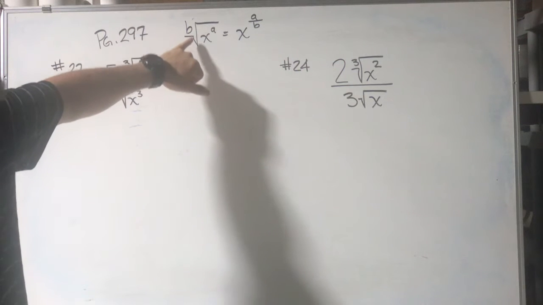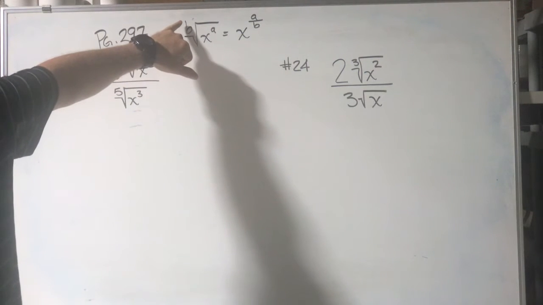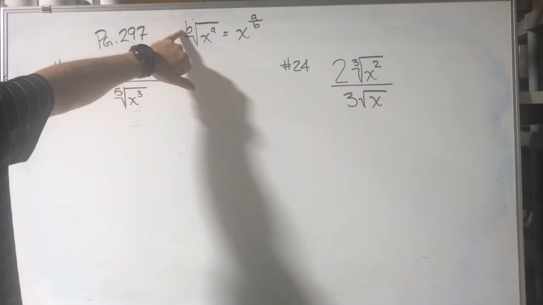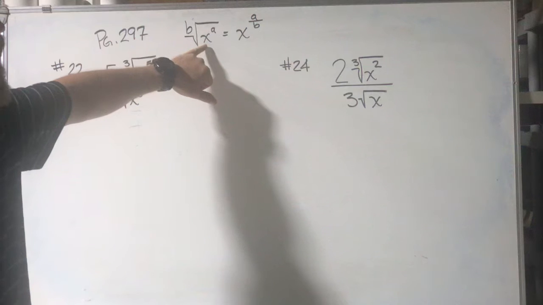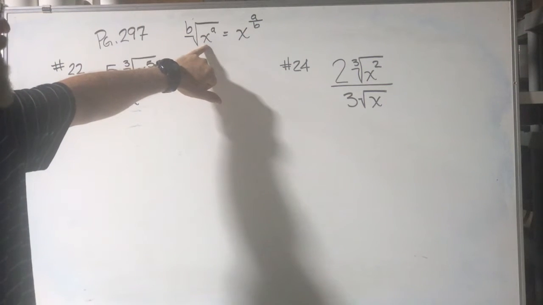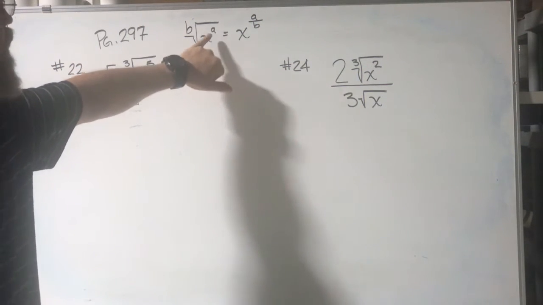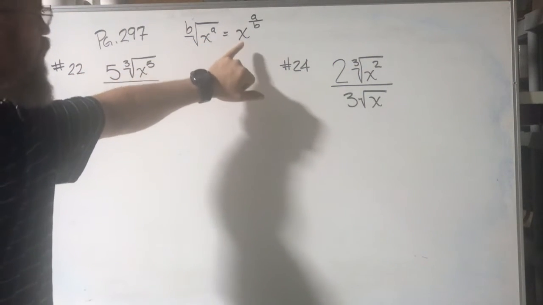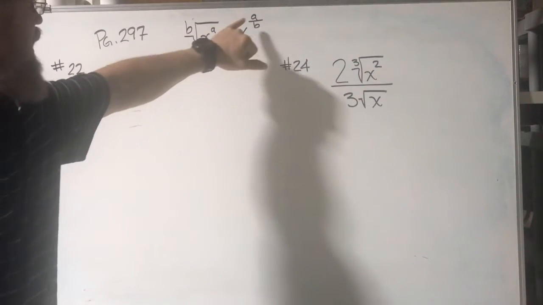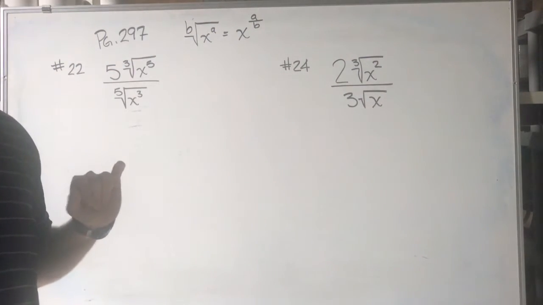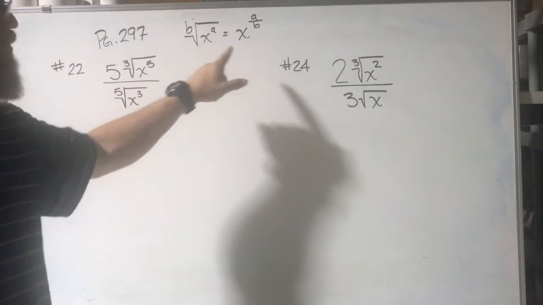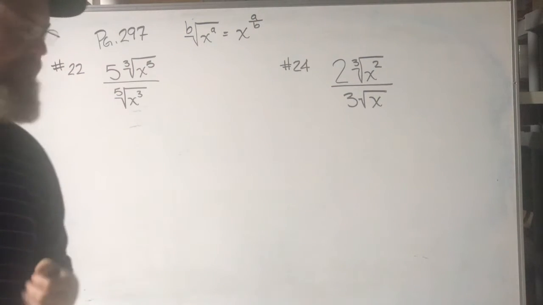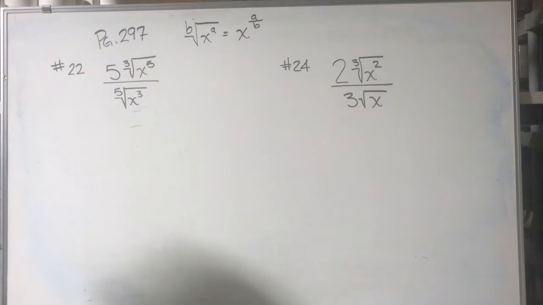So whenever you have a radical, you have this radical where the index is b, and then you have the coefficient inside the radical raised to a power, then that equals x raised to the power of a over b, okay? This is something you need to know because we're going to use this in order to solve these two problems. Okay? So let's start with number 22.